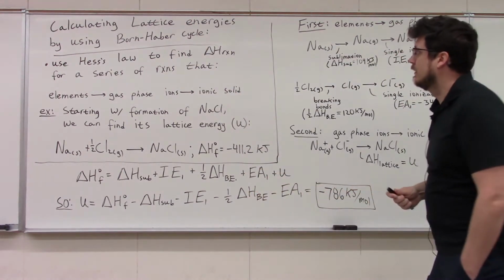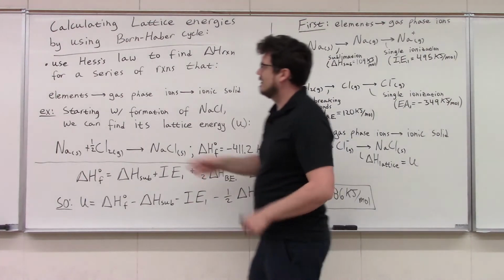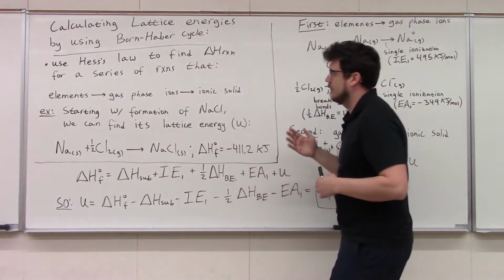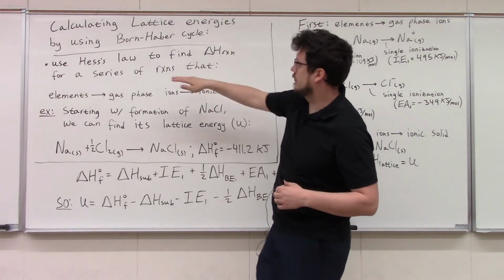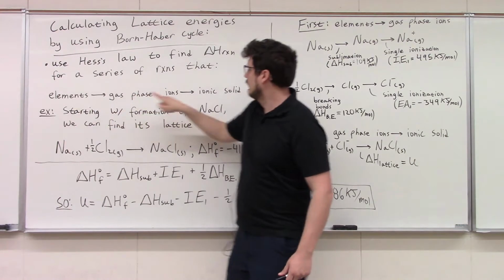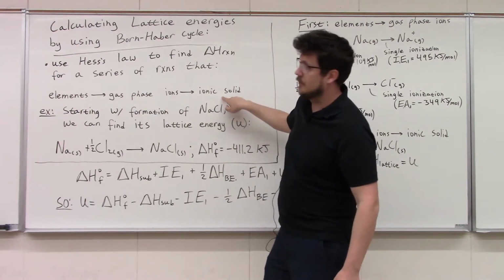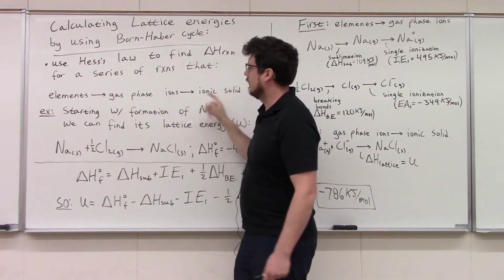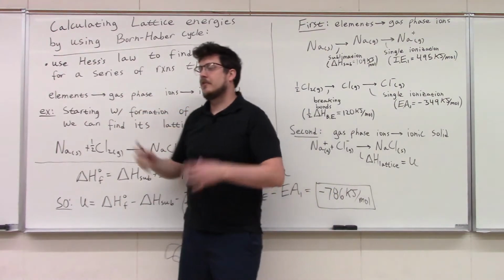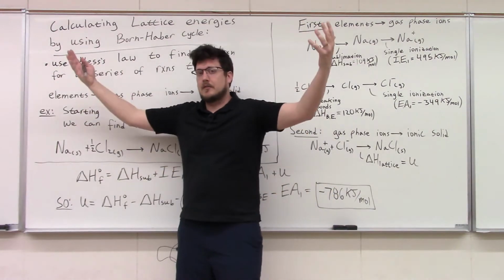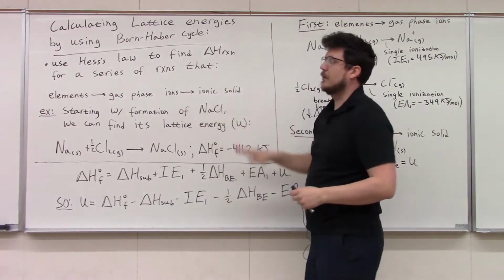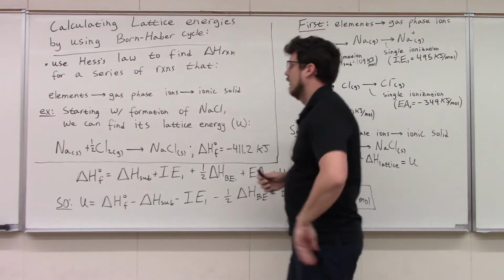All right. So like I said before, it's essentially using Hess's law to figure out delta H reaction for a series of reactions that are ultimately going to take us from our elements to our ionic solid. So we have our pure elements, they're going to form an ionic solid, but we're going to take a little pit stop in the middle. We're going to turn them into gas phase ions. So we're going to have our elements, turn them into gas phase ions, and then boom, they become a solid together at the end. And we just do it step by step in these calculations.